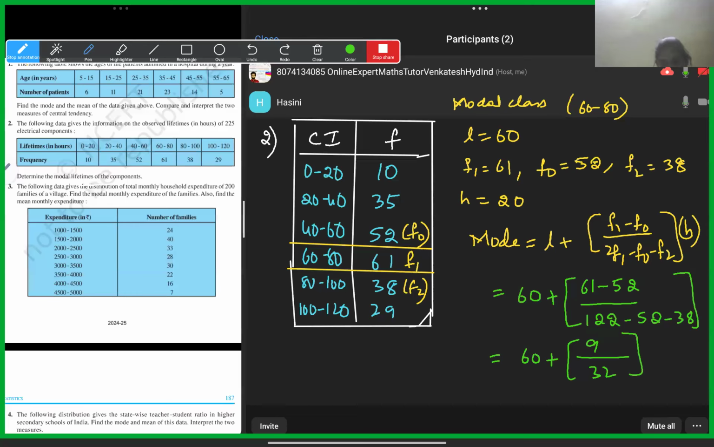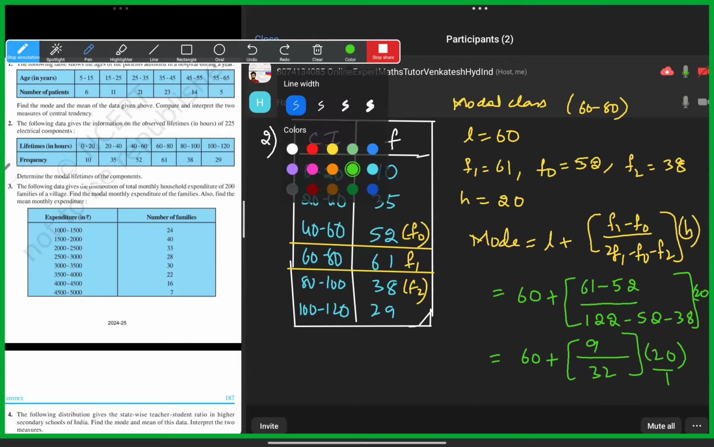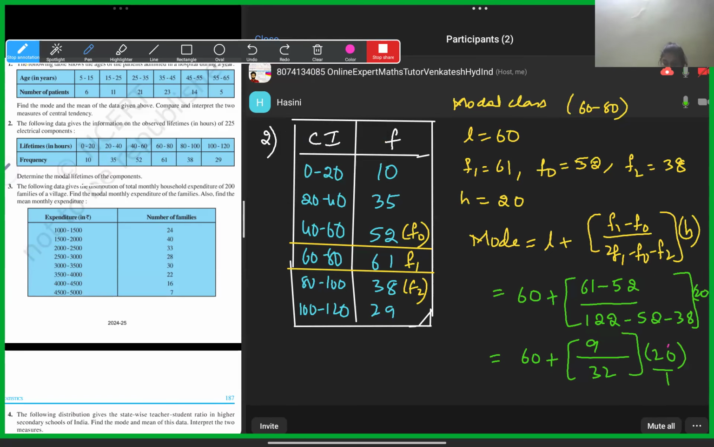Next, into 20, right, sir? Oh yes, Hasni. Into 20, I forgot completely. Into h. Now, Hasni, 20 and 32, we can cut it. We cannot cut 60 because that's addition there, but these two we can cut. Because 20 is part of the numerator, you can cut it with the 4 table, Hasni.